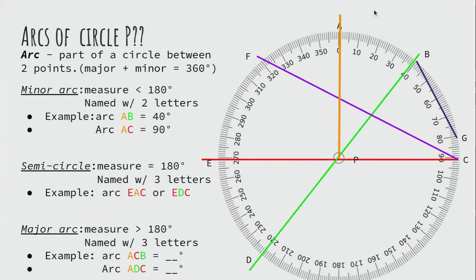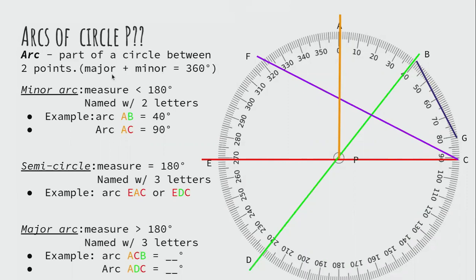All right, so just a review. We said an arc is a part of a circle between two points. So we have an arc from F to A, another arc from A to B, and an arc from F to E. There are several as you move around the circle.